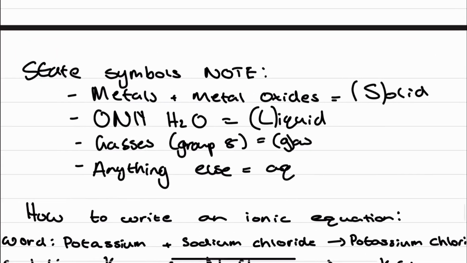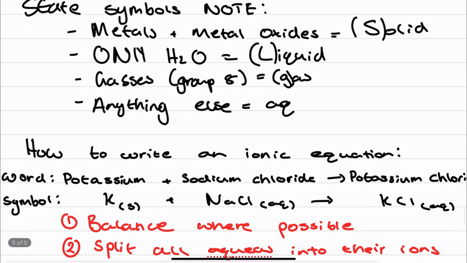Now, state symbols, very important. Metals plus metal oxides give you a solid. Anything to do with water will always be a liquid. So water, H2O, is the only liquid state symbol, unless stated otherwise, of course. Gases, which are group 0, are always gas, and anything else is just aqueous.